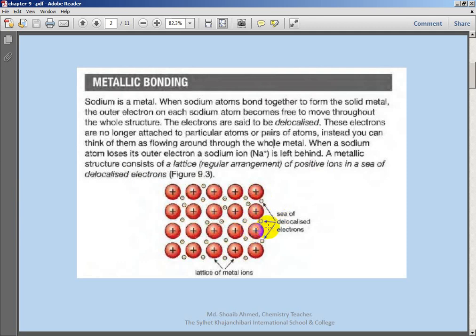So here, this is the sea of delocalized electrons. This is the lattice of metal ions. It is one positive because sodium lost one electron. If a metal loses two electrons, it will be two positive. If it loses three electrons, it will be three positive, and so on. So here, sodium lost one electron, so it becomes one positive charge.